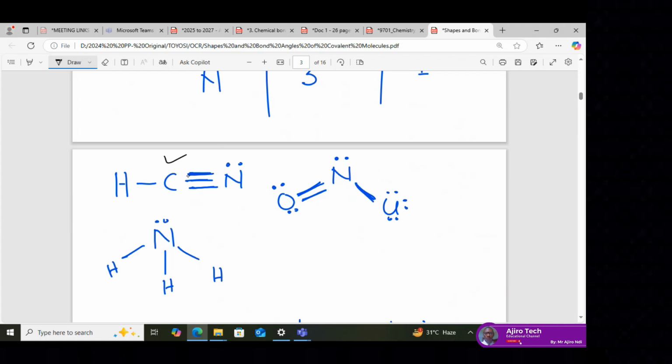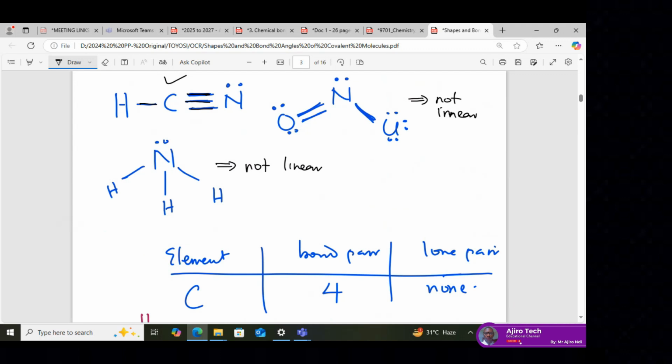Why is this one linear? Do you agree? 1, 2, 3, 4, no lone pairs again. The NOCl, why is it non-linear? It has lone pairs. Thank you. So non-linear, not linear. How about this, also not linear? Give me three reasons why ammonia is non-linear. Ammonia is not a linear molecule. It has three centers and lone pairs. 3 centers of bonding pairs and 1 lone pair. So it doesn't agree with the rule. The rule says you must have 2 centers of bond pair and you must have no lone pairs. So ammonia is not linear.